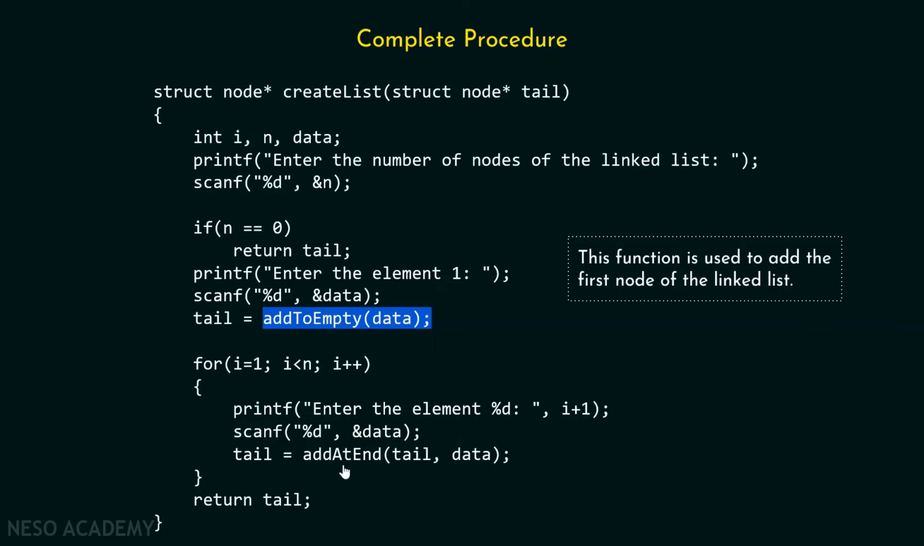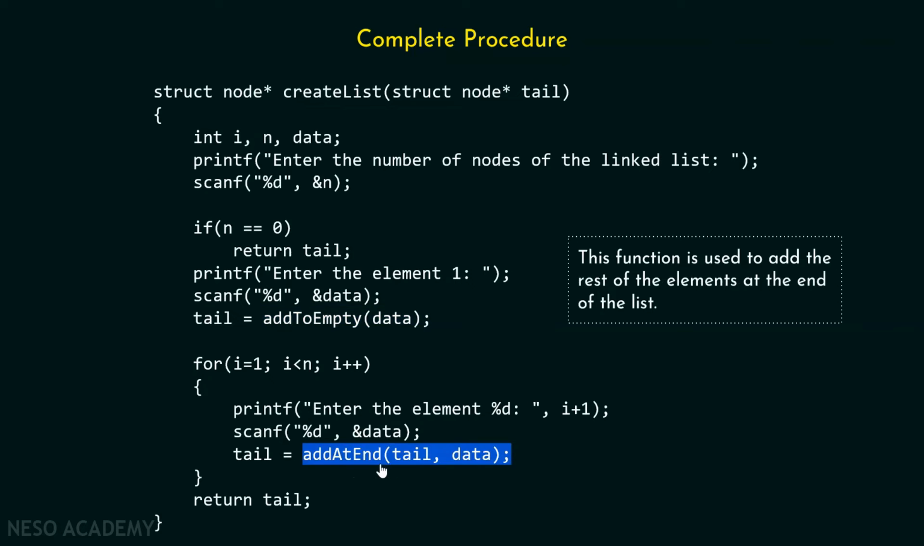And then finally, I'm calling this add at end function, because I want to add the subsequent nodes at the end of the list. That's why I'm calling add at end function. There must be some add at end function which will add the data at the end of the list. To this add at end function, we have to pass tail as well as data. This function is used to add the rest of the elements at the end of the list. And this is how this whole procedure works. In the similar way, when i becomes 2, then actually I'm asking the user to enter the element 3 and so on. Finally, we'll return tail back to the main function.